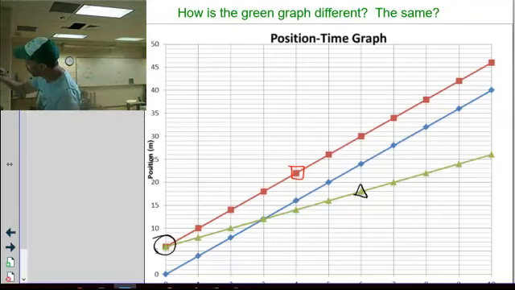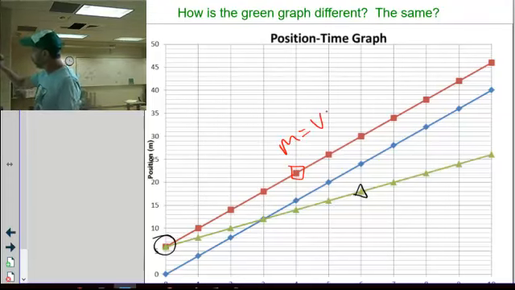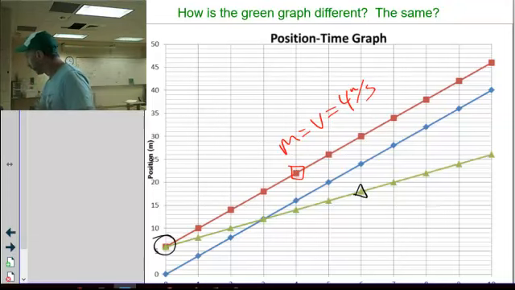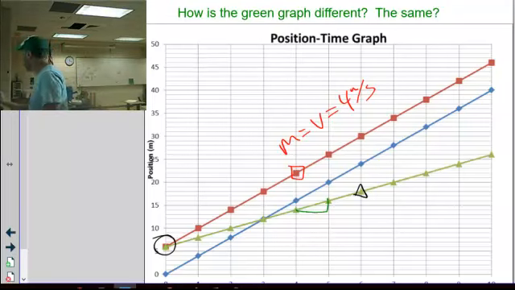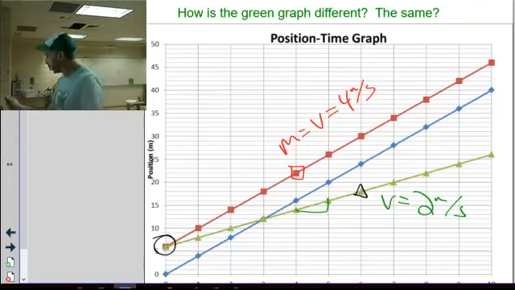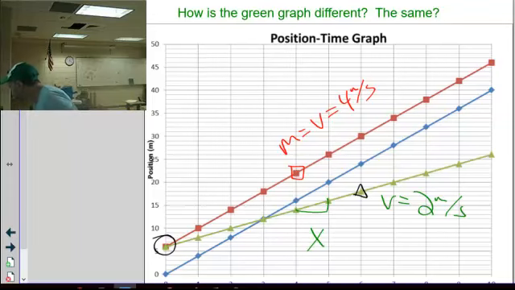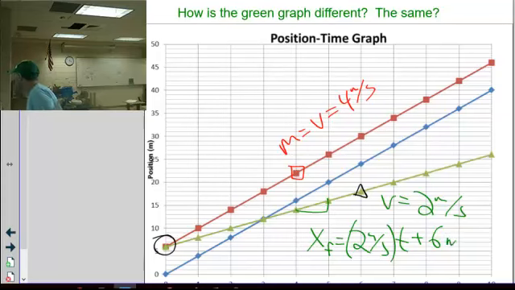The red one, we've already established that the slope of the red one, so the velocity of the red one was, what was it, 4 if I remember right? Yeah, it's 4 meters per second. Well, the slope of the green one is, well, let's see, in 1 second we go 2 meters. Oh, so the green one has a velocity of 2 meters per second. So this one has an equation of position is velocity times time plus initial position. Okay?